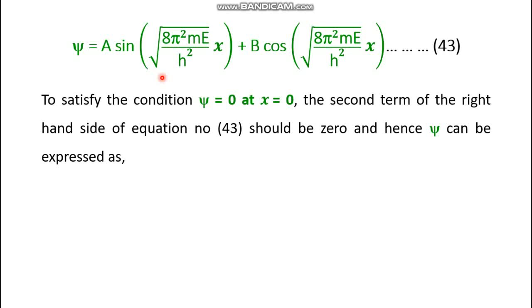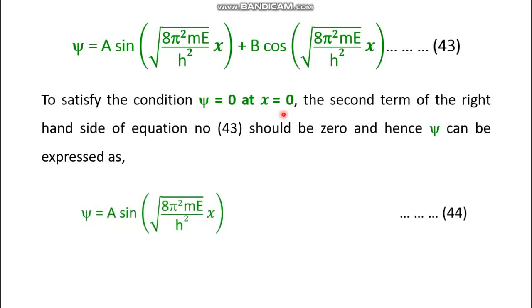So the final form of the solution is psi equals A sine root over 8 pi square m E by h square x. But we have a condition here, the first boundary condition, which is psi equals 0 at x equals 0. According to the first condition, psi can be expressed like this. That means we have vanished the second term here. So this is equation number 44.